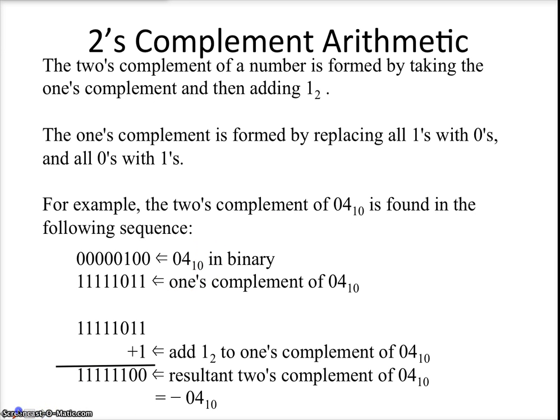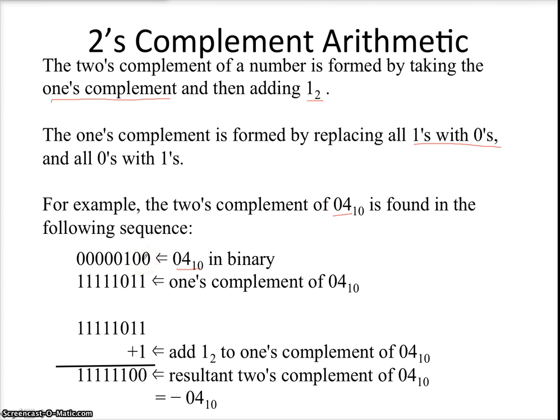So 2's complement is formed by taking the 1's complement and then adding a 1 to it. The 1's complement is formed by replacing all the 1's with 0's, and the 0's with 1's. For example, the 2's complement of the decimal number 4 is found in the following sequence. 4 in decimal in binary is 00000100.